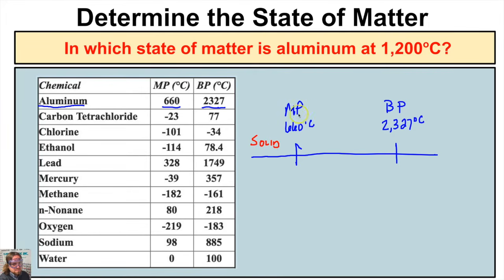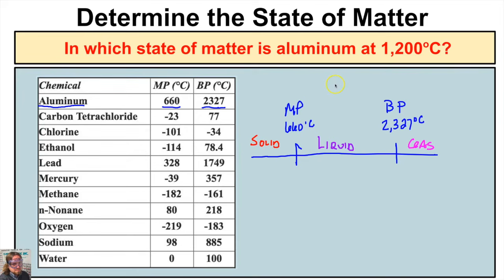And everything between the melting point and boiling point is going to be a liquid. And everything that is at a temperature higher than the boiling point is going to be a solid, I apologize, will be a gas right here.